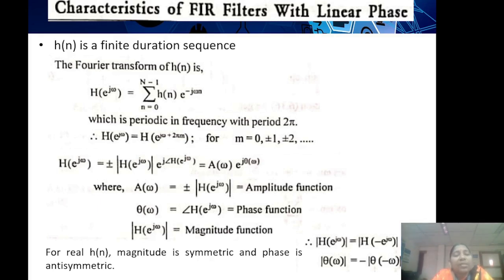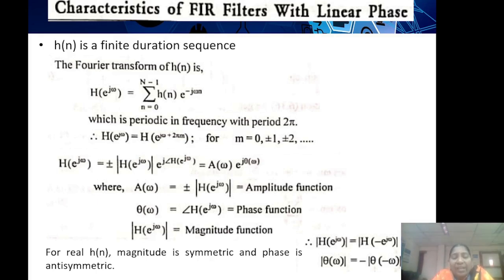So for the frequency response, we have a magnitude function as well as phase. The magnitude function is expressed as plus or minus modulus of h of e power j omega, and the angle is expressed as e power j angle of h of e power j omega. So the amplitude function or magnitude function, we call it A of omega, and the angle is e power j theta of omega. So A of omega is an amplitude function which is equivalent to plus or minus modulus of h of e power j omega, and theta of omega we call the phase function.